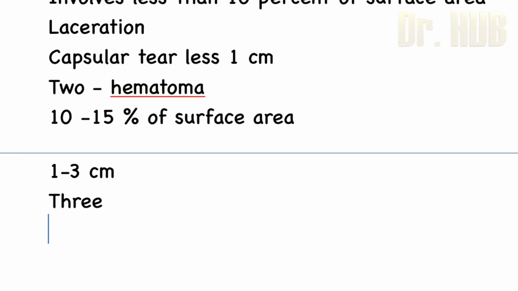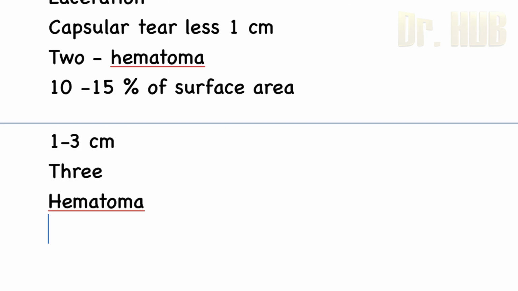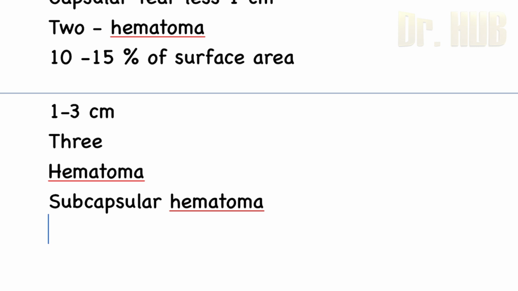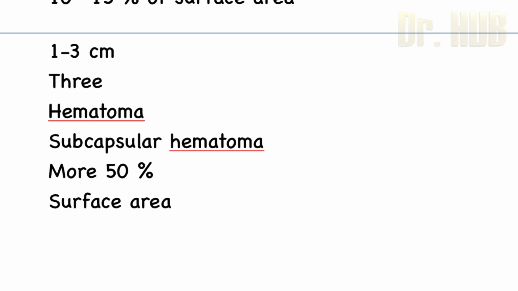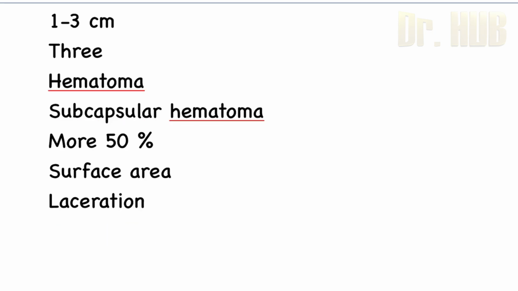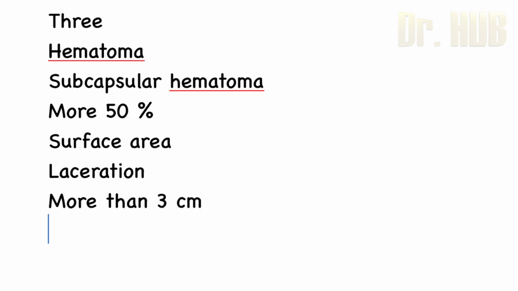Next we move on to grade 3. Grade 3 includes a subcapsular hematoma involving more than 50% of the surface area, or involving trabecular vessels. In grade 2 the laceration was 1 to 3, and in grade 1 it was less than 1. So in grade 3 the laceration is more than 3 centimeters in depth, or involves the trabecular vessels.